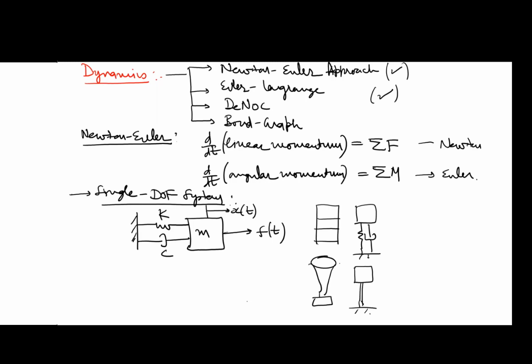To develop its equation of motion, we typically write the equation this way: m x double dot plus c x dot plus k x equal to f of t. But that is not the correct way to write it. We have to follow the procedure systematically. Eventually we'll come to this equation only, but we should know clearly the sequence of steps involved to arrive at this equation.